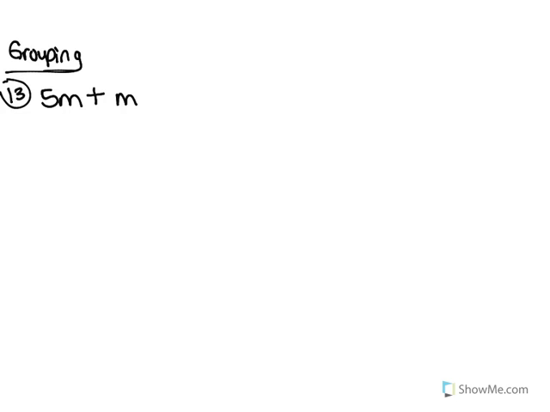5M plus MN plus 20 plus 4N. The reason we have a method called grouping is because GCF doesn't work across the board. When I look at it, there's some things that's in common, but everybody don't have an M, everybody don't have an N, and the numbers are not on all 4 of them, okay? So grouping is a method we use when we got 4 terms, normally.